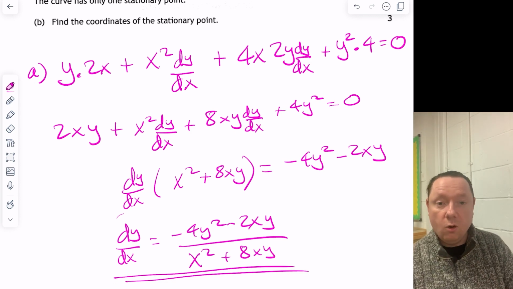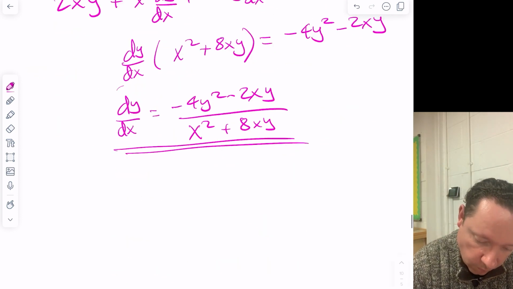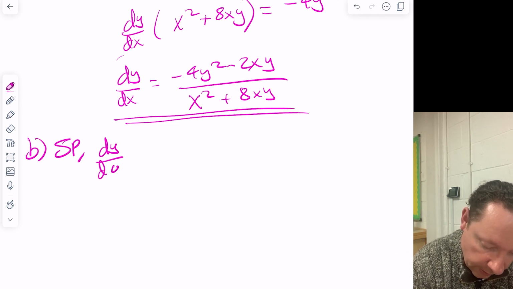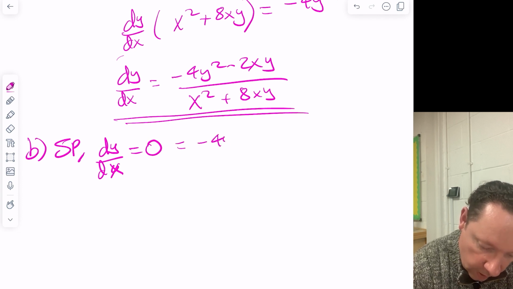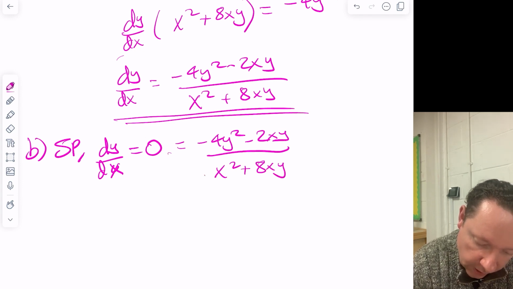Only one stationary point. Find the coordinates of the stationary point. So dy by dx equals 0 for stationary points. So part B, stationary points. dy by dx equals 0. So if dy by dx equals 0, and that's our expression, then the top is just 0. So minus 4y squared minus 2xy is 0.